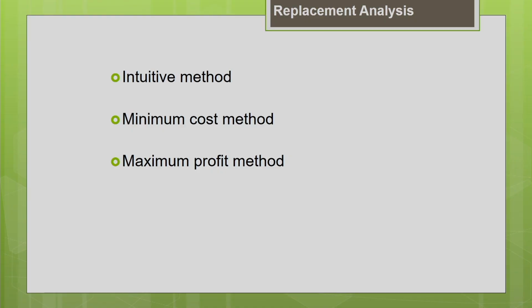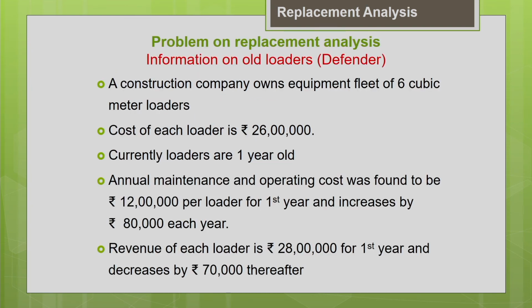Dr. James Douglas has given different theoretical approaches with respect to replacement analysis. Some of his approaches are the intuitive method, the minimum cost method and the maximum profit method. We are going to discuss the guidelines given by Dr. James Douglas, and we will work out some examples of how to apply these approaches to compare the Defender with the Challenger and decide the optimum replacement time. First, let us work out a problem on replacement analysis.